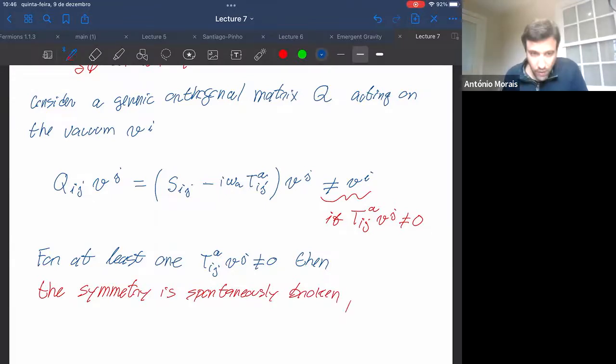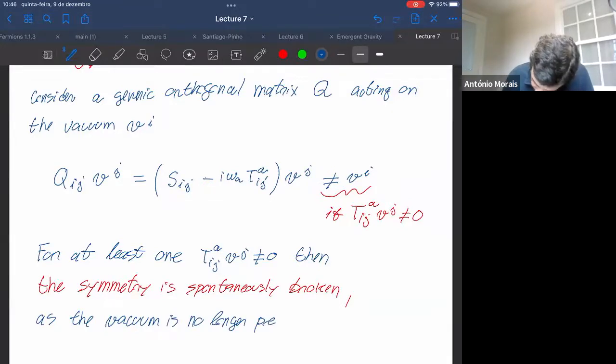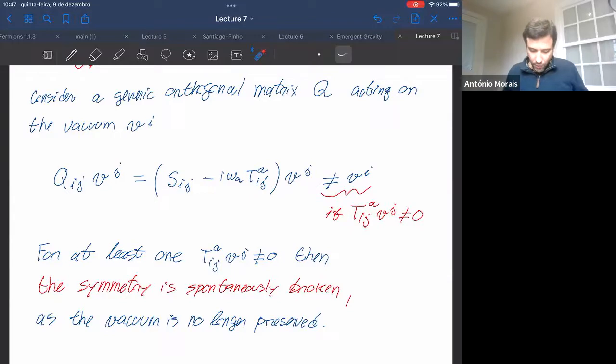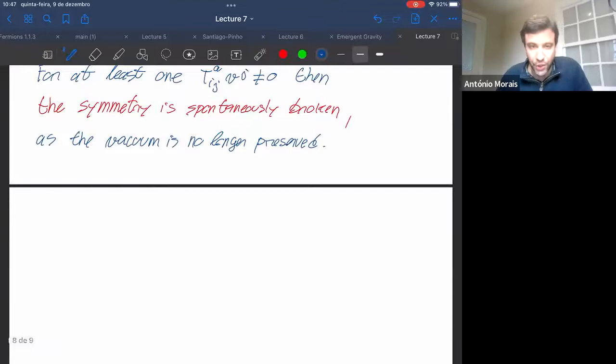Okay. As the vacuum is no longer preserved. So saying that the vacuum is no longer preserved is this condition here holding, essentially. So you act this matrix on the vacuum and you get something different. So this is to say the vacuum is not preserved. But this is not always the case. The vacuum may be preserved for some generators.